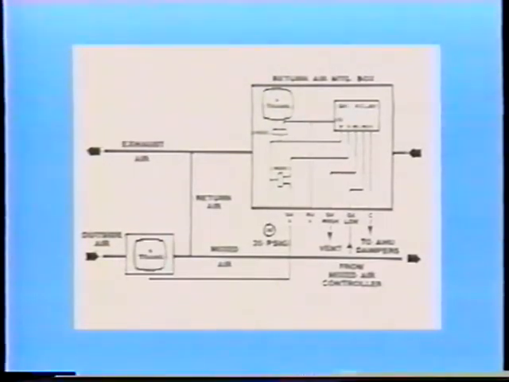Illustrated here is the enthalpy selector system, utilizing enthalpy transmitters in both the return and outside airstream. The output of the two transmitters is compared by a signal comparison diverting relay. The two inputs are compared. If the return air enthalpy is higher than that of the outside air, the return air dampers are closed, and the outside air dampers are opened for free cooling.